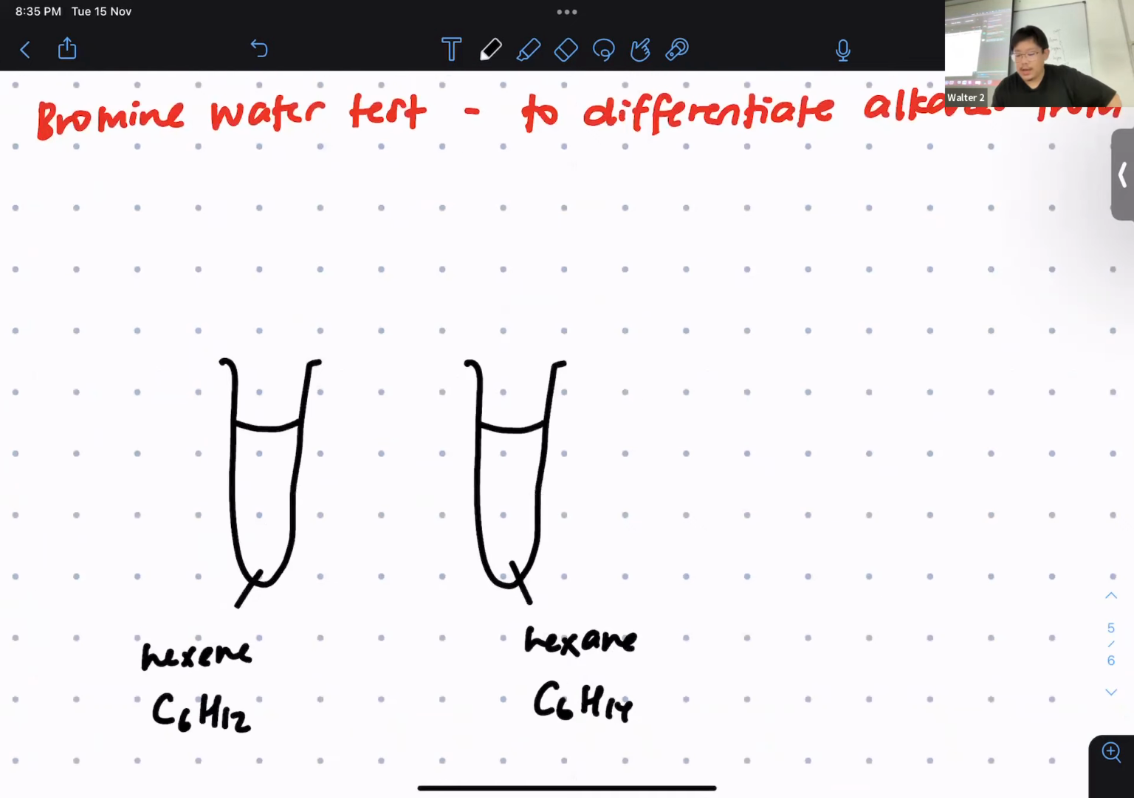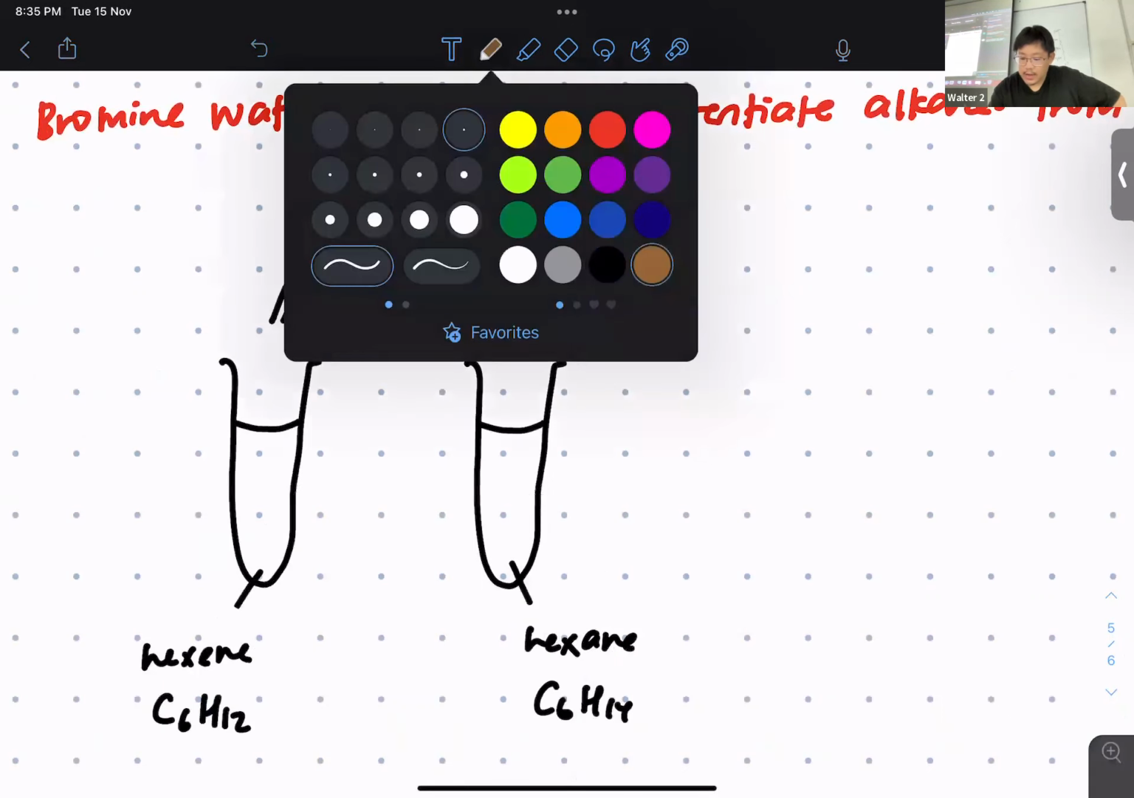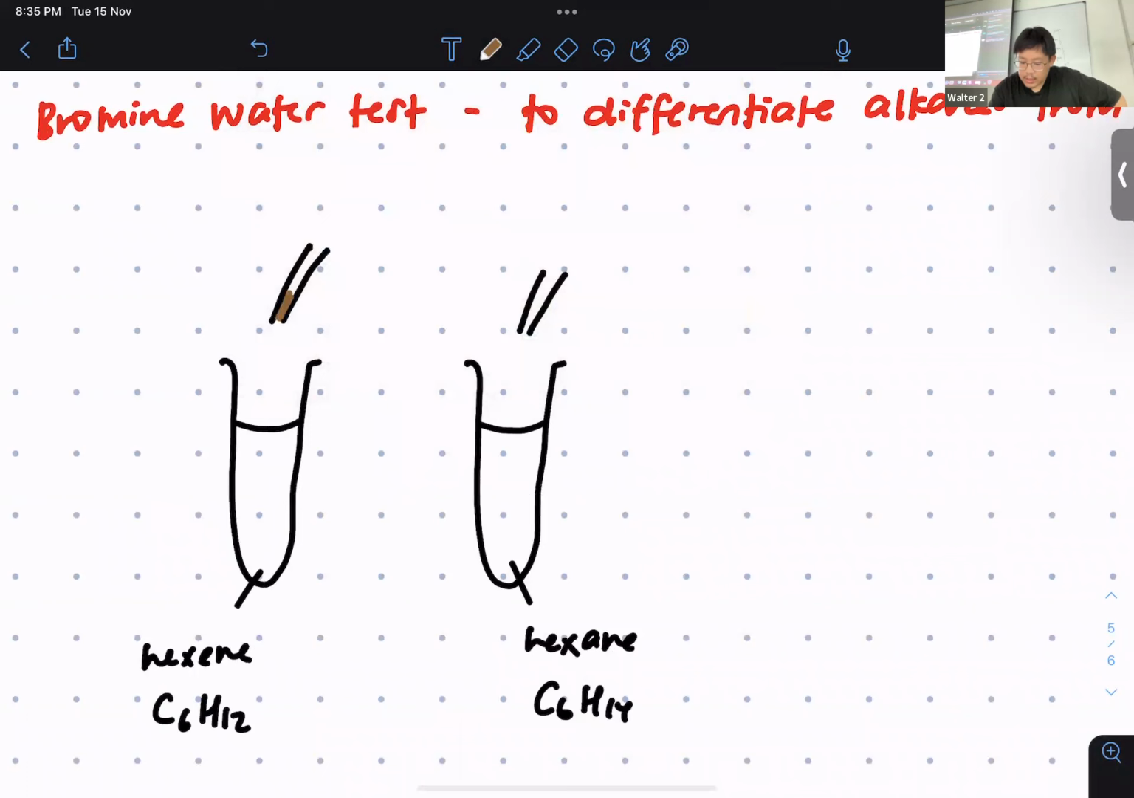So how do we differentiate them from one another? So what you can do is you can add a few drops of bromine water inside, and then you can shake that with the bromine water. So bromine water is basically brown. Okay, so you add a few drops of bromine water inside.